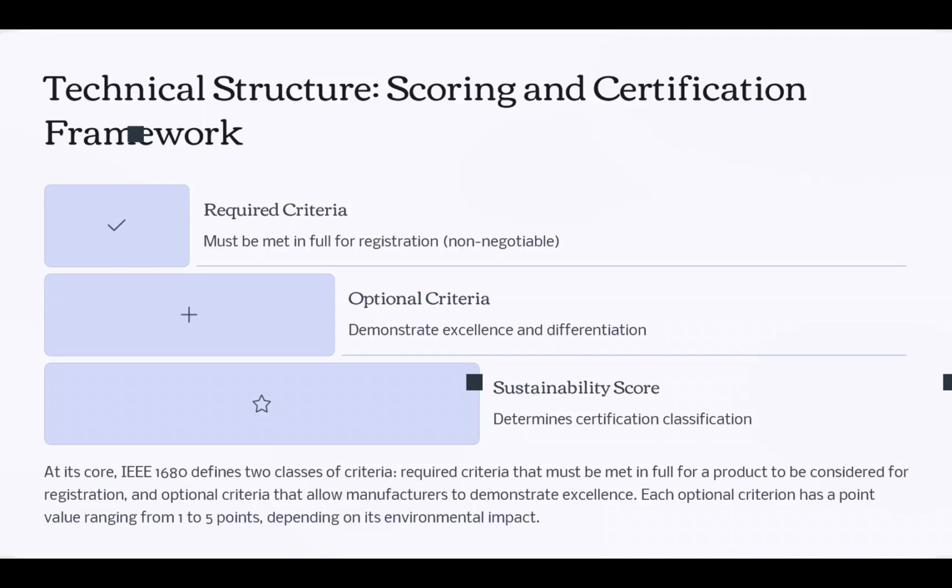So when we talk about bronze, all required points are necessary, optional can be 0. When we talk about silver, we have the required points plus 50% of optional, and in gold, we have required plus 75% of optional. This approach basically encourages well-rounded improvement, and you can't just focus on one thing like packaging and ignore everything else.